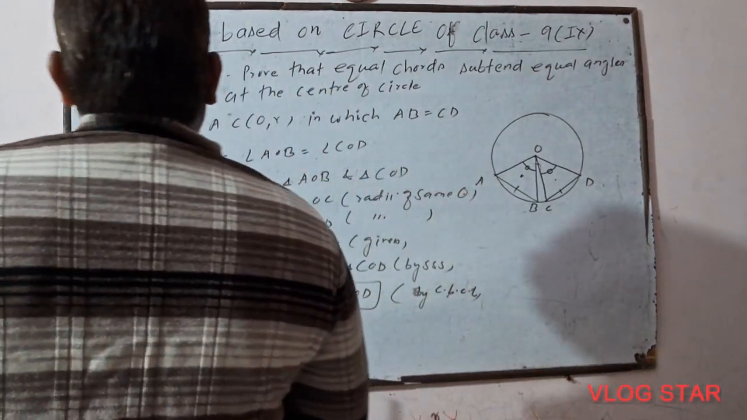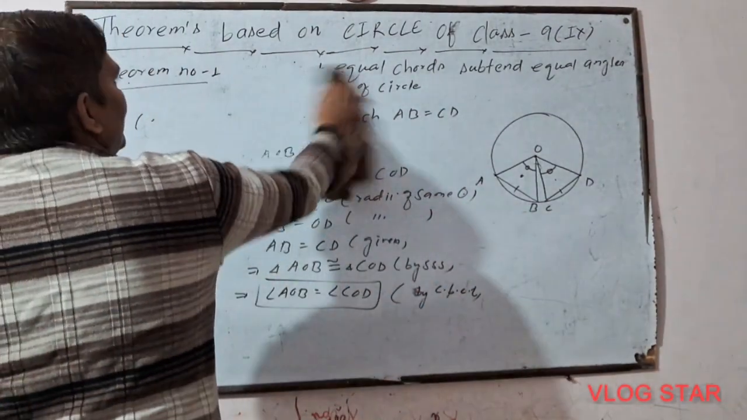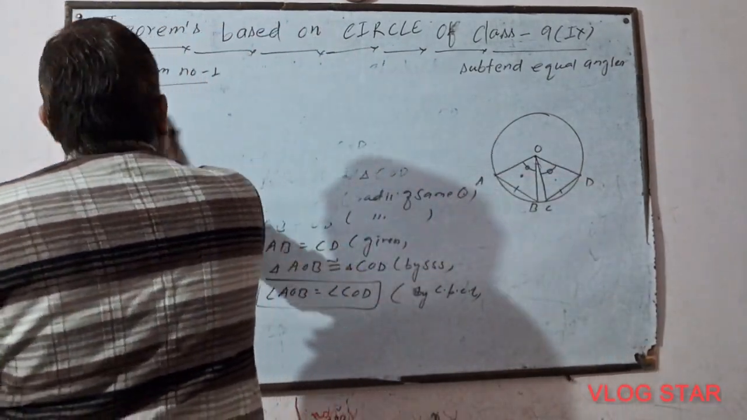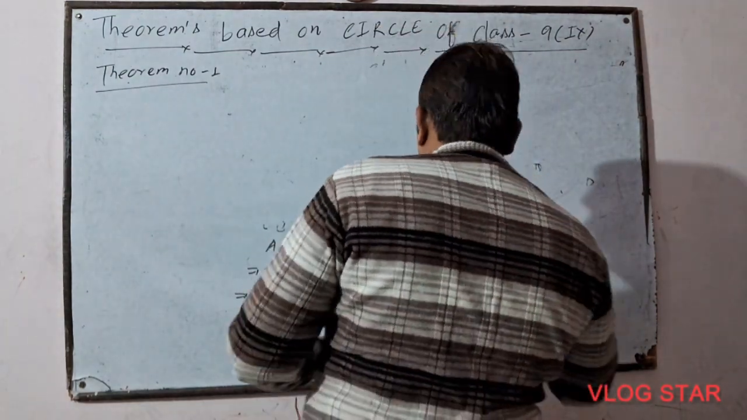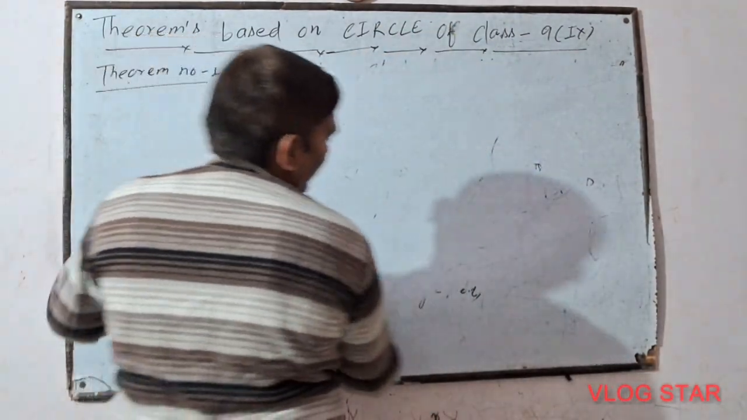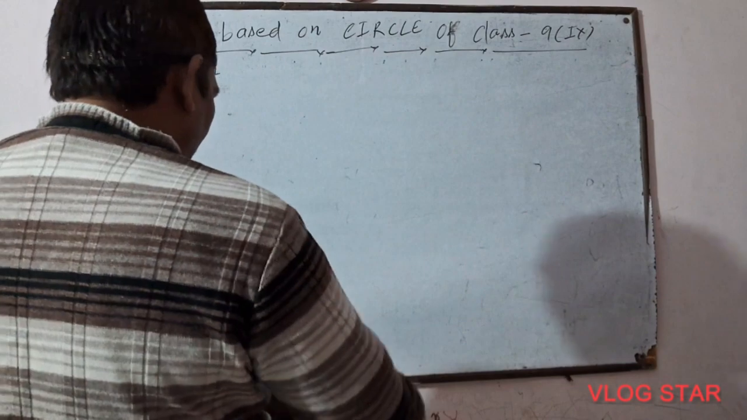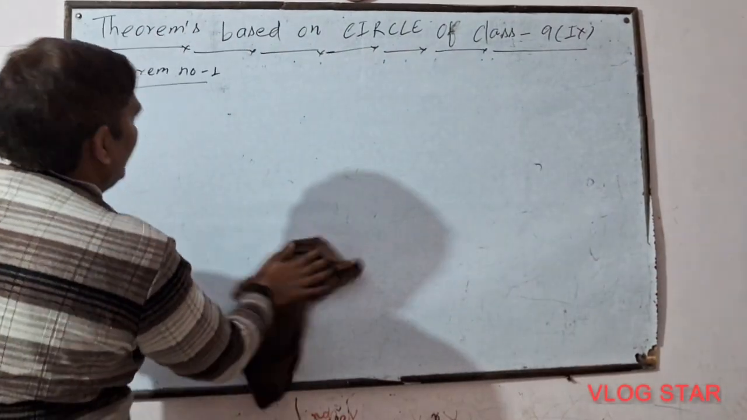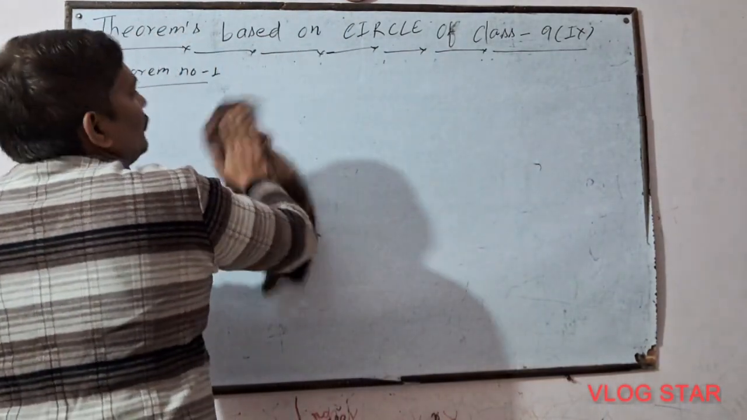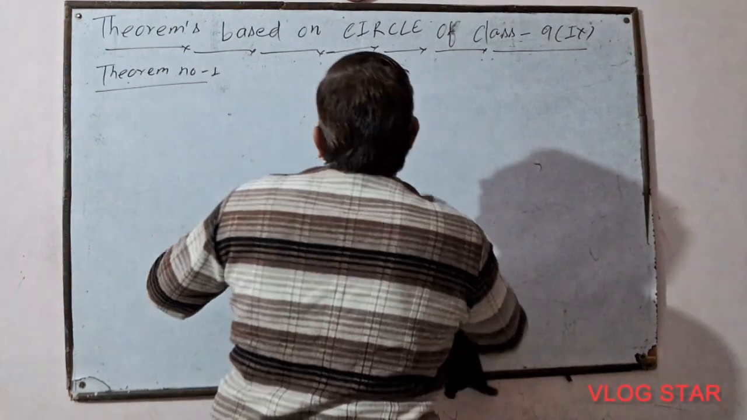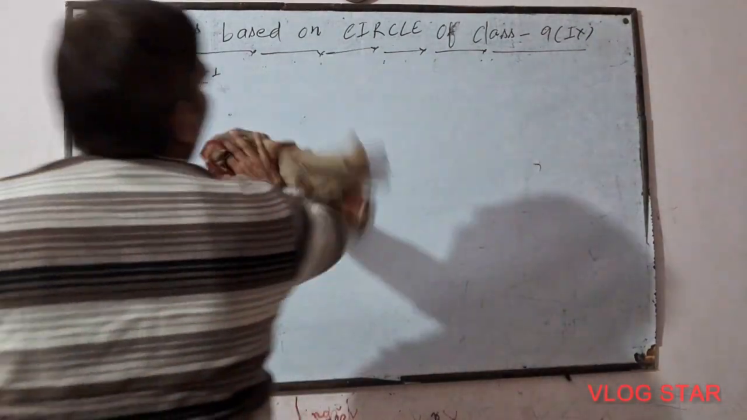Now theorem number 2. Just see. Theorem number 2 is a very easy and important theorem. Now what is that theorem? Prove that perpendicular drawn from center of circle to chord bisects the chord. I am writing the statement of this theorem on the board, and see, this theorem is very important. Generally, questions based on these theorems are asked in examination. So see the statement.